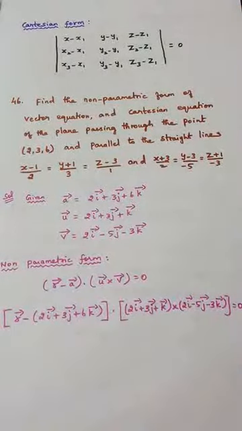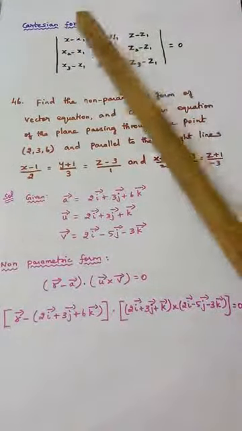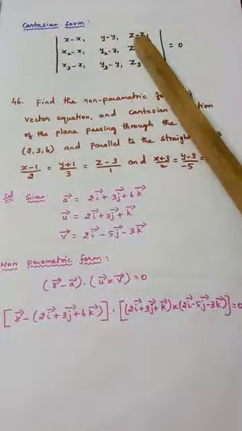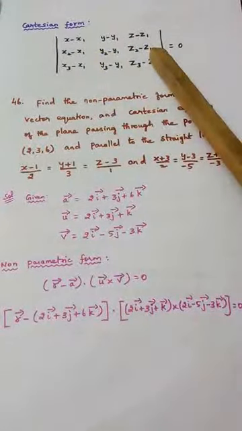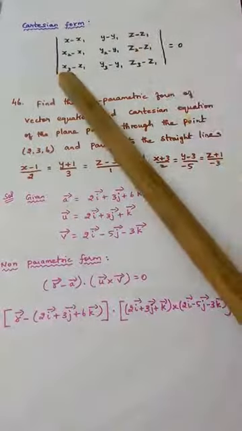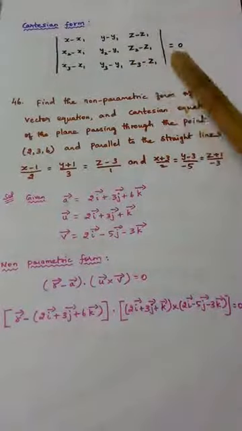Yes, as we said, the next heading is Cartesian form. Determinant of x minus x1, y minus y1, z minus z1, first row. x2 minus x1, y2 minus y1, z2 minus z1, second row. x3 minus x1, y3 minus y1, z3 minus z1, equal to 0.